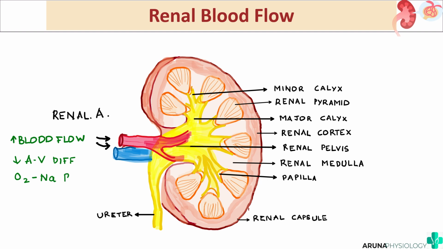The basic need for oxygen in the kidneys is for sodium reabsorption. So if the sodium reabsorption is less, obviously the amount of oxygen that the kidney takes is also going to be less. Another important point is that because the renal artery is a direct branch of the abdominal aorta, its hydrostatic pressure is very high. So these are the first three important characteristics. One, it has an enormous blood flow. Second, the arteriovenous difference in oxygen is small. And third, it has a high hydrostatic pressure.